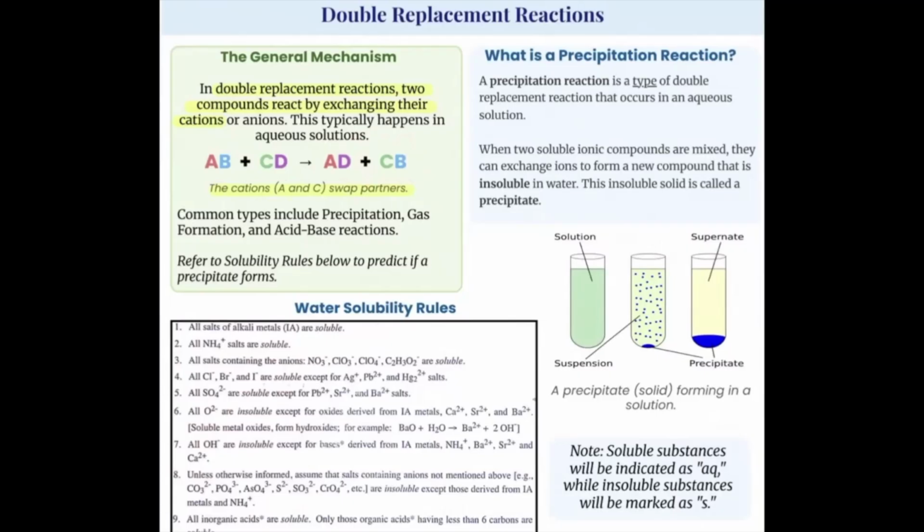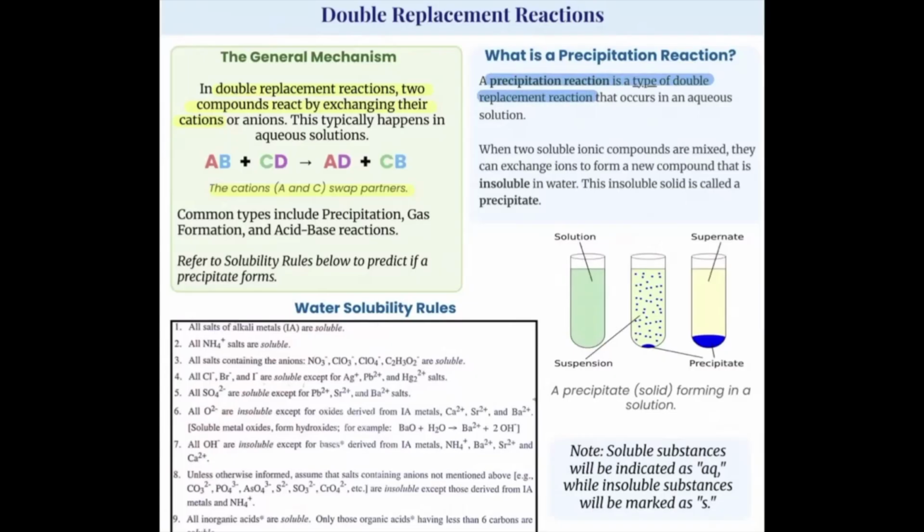Now, there are a few types of double displacement reactions, but the main one we'll be focusing on today is a precipitation reaction. There are also gas formation reactions and acid-base reactions, which, don't worry, I will talk about in another lesson.